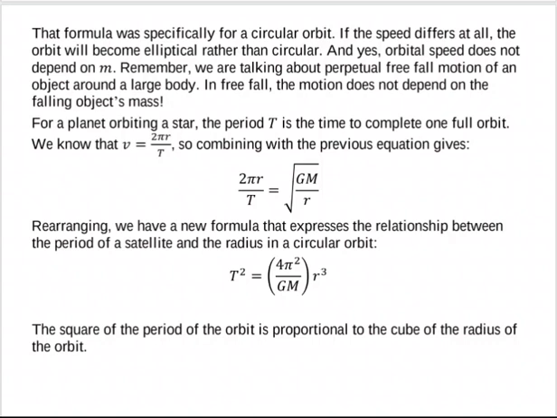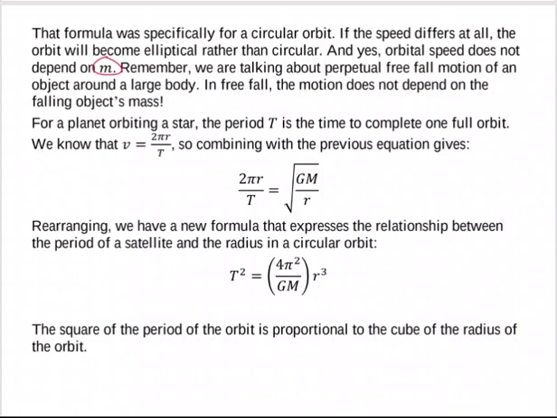So yes, the orbital speed does not depend on, which M is this? The small m. So the orbital speed does not depend on the small mass, the mass of the satellite, because it's in free fall, and we know that free fall does not require us to know the mass of the object. All objects fall at the same rate. So the motion does not depend on the falling object's mass.